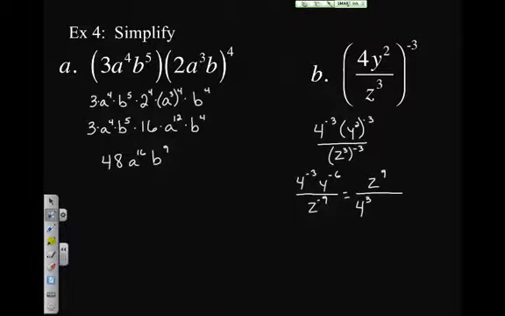You have 4 cubed on the bottom, and y to the 6th. Now the last thing that we need to do is deal with that 4 cubed. 4 times 4 times 4 is 64. So our answer here is z to the 9th over 64y to the 6th power.